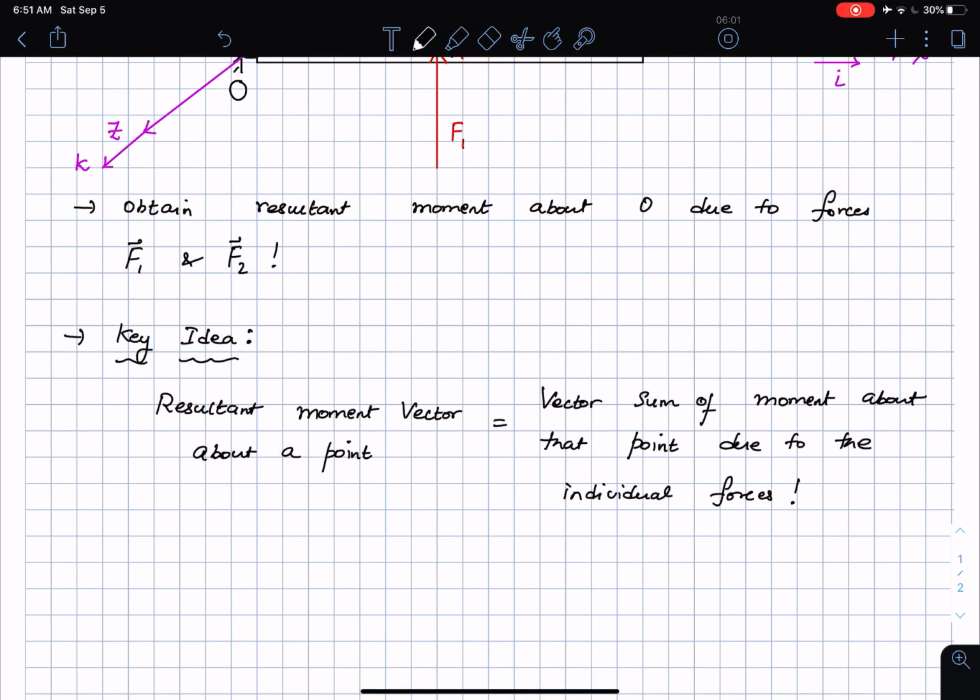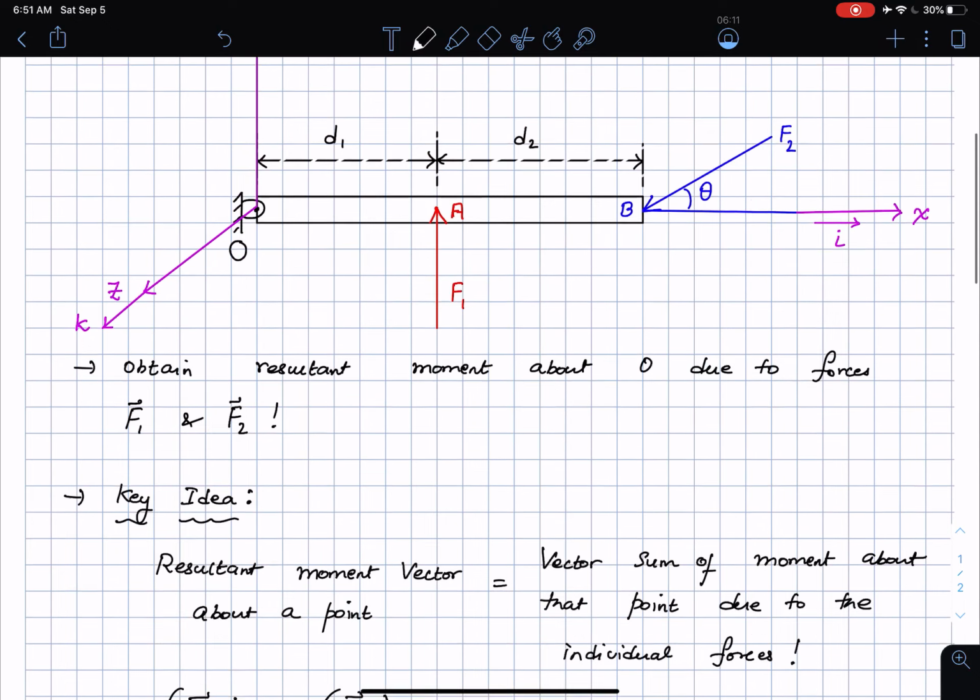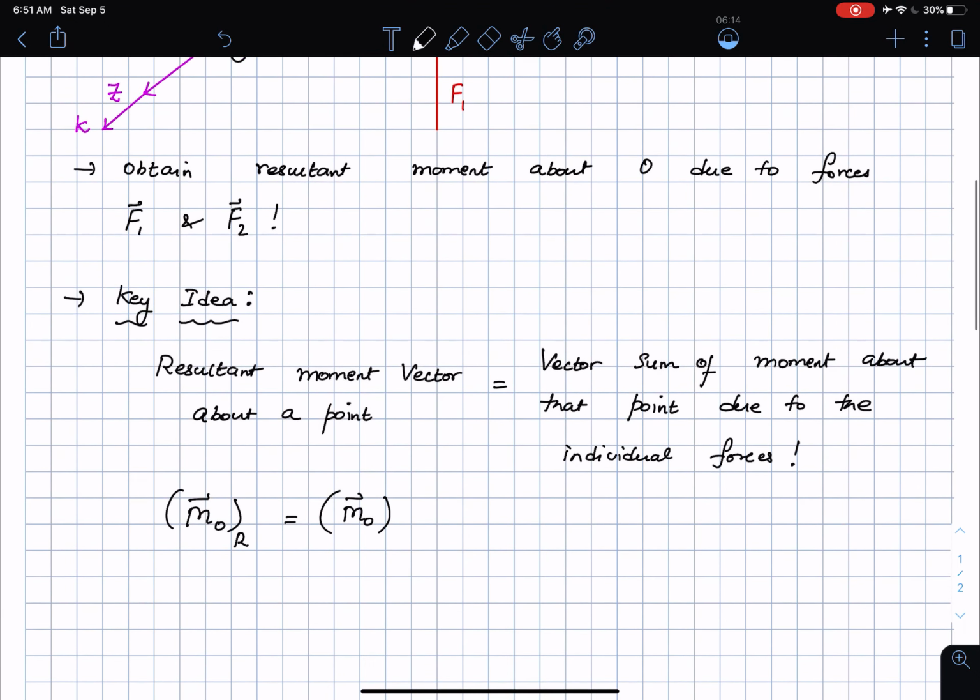Okay, which means that the moment about O, if I call it the resultant moment, is going to be the moment about the point of interest O due to the force F1 plus the vector sum, the moment about O due to the force F2. Okay, so this is a vector sum. It is not a scalar sum. It is similar to what you have been doing all along, right?